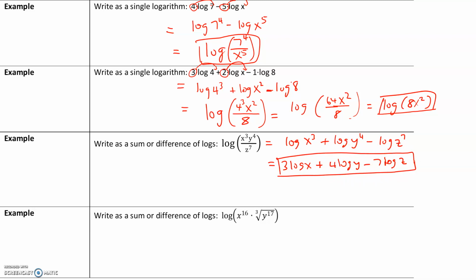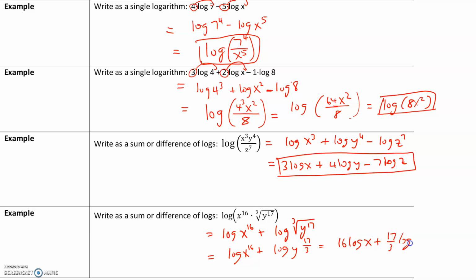Okay, next write as a sum or a difference of logarithms. So this is equal to log of x to the 16th plus log of cube root of y to the 17th. Now we know that any radical form, we convert that into exponential form. So I'm going to rewrite this as log of x to the 16th plus log of y to the 17 thirds, where the exponent becomes the numerator and the root becomes the denominator. The 16 comes to the front, so does the 17 thirds. So this equals 16 log of x plus 17 over 3 log of y.